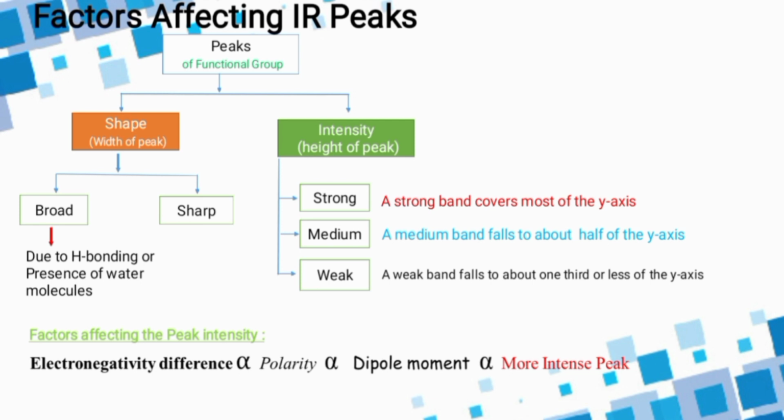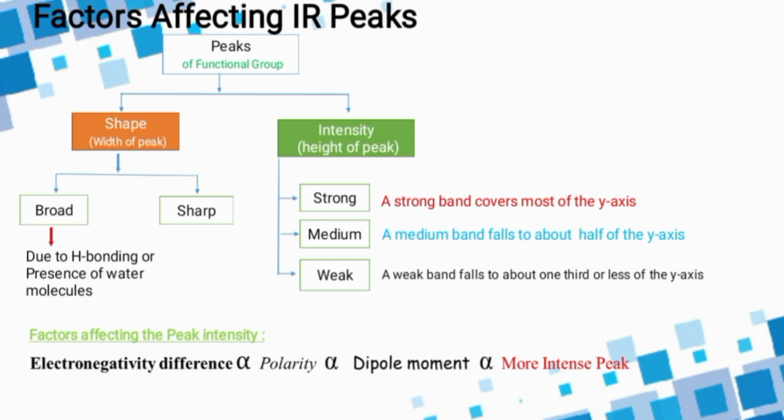What are the factors which affect the IR peaks? There are two types of factors affecting shape and intensity. In the shape, broad and sharp, due to the hydrogen bonding and the presence of water molecules. Intensity can be strong, medium, and weak.